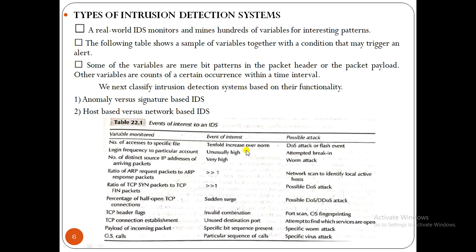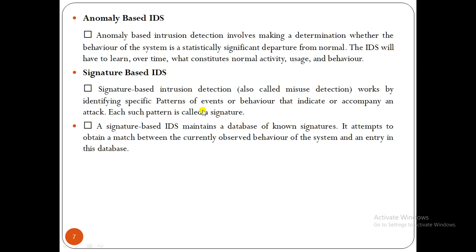So now we'll consider the classification of intrusion detection systems based on their functionality in terms of two things: anomaly based IDS versus signature based IDS, and host based IDS versus network based IDS. So let us discuss the difference. We'll see all these techniques one by one.